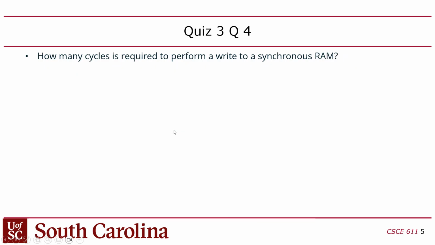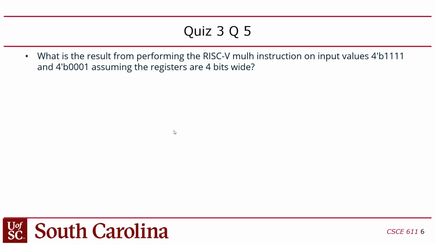Okay. How many cycles are required to perform a write to synchronous RAM? 1. What's the result from performing the RISC-V MULH instruction on input values 1111 and 0001, assuming the registers are 4 bits wide? If this were a 4-bit microprocessor, you'd multiply two 4-bit values to get an 8-bit product. MULH would give you the upper 4 bits of the product, and MULH is signed.